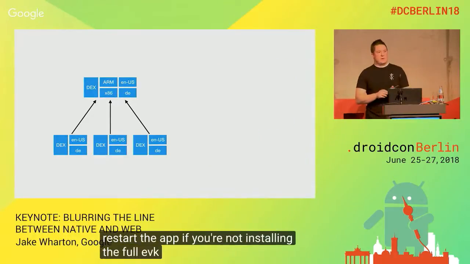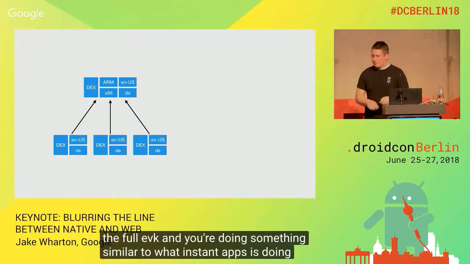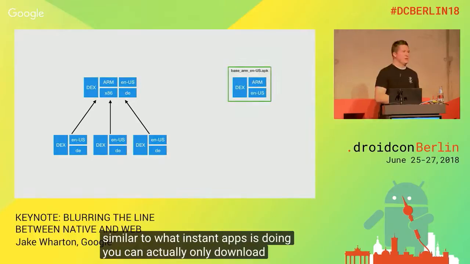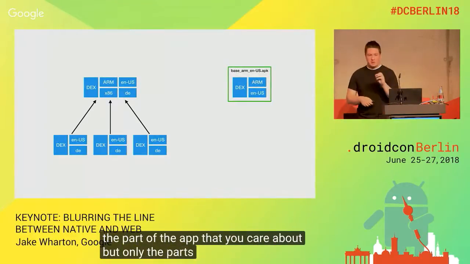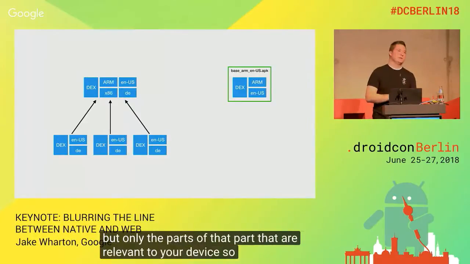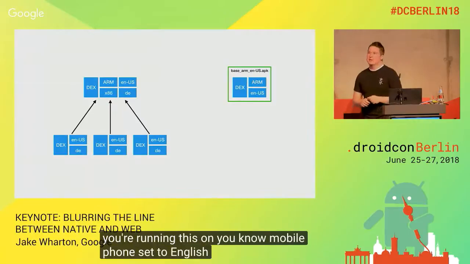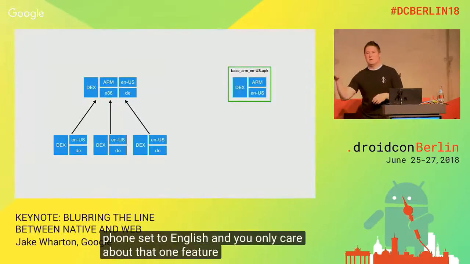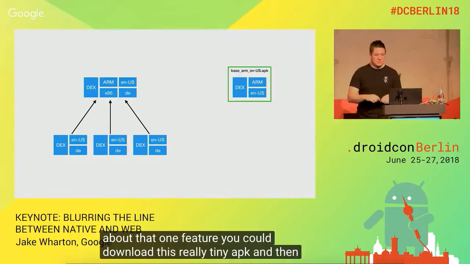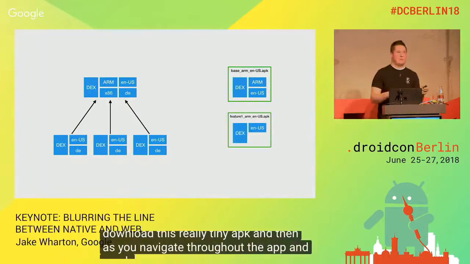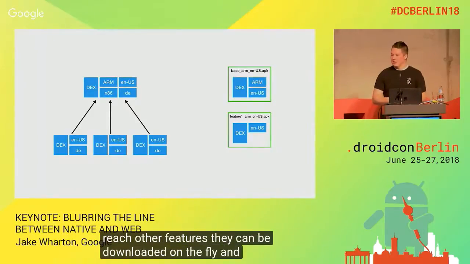If you're not installing the full APK and you're doing something similar to what Instant Apps is doing, you can actually download not only the part of the app that you care about, but only the parts of that part that are relevant to your device. So if you're running this on a mobile phone set to English, and you only care about that one feature, you could download this really tiny APK. And then as you navigate throughout the app and reach other features, they can be downloaded on the fly.